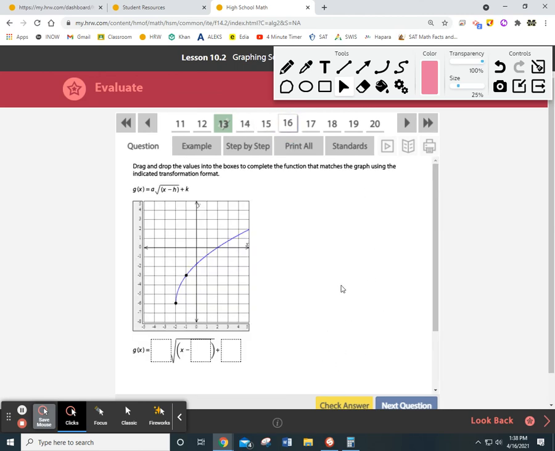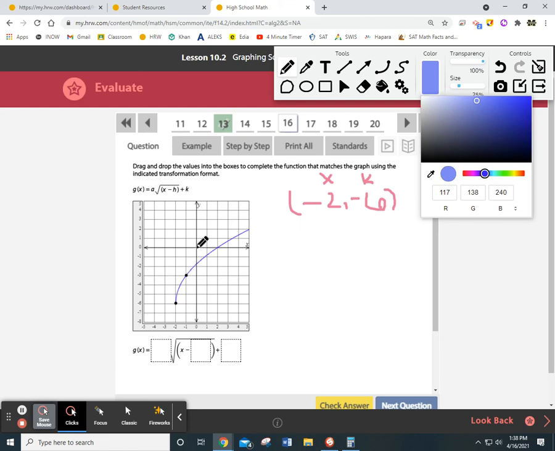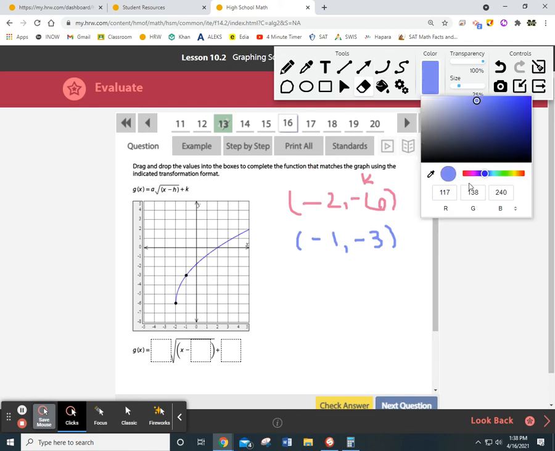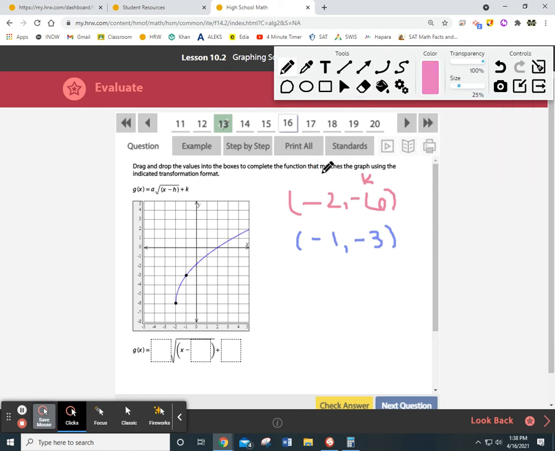Okay, let's look at one where they have you write the equation. So here's their starting point, which is negative 2 and negative 6. Remember, this is my h, this is my k. And then they give me this other random point here, which is at negative 1, negative 3. Sorry, I should have called that h. Okay, so that's my h, that's my k.